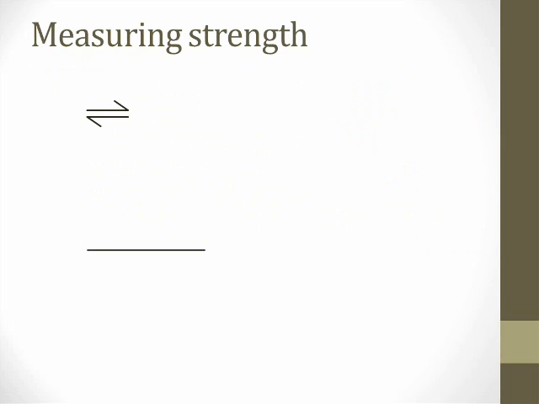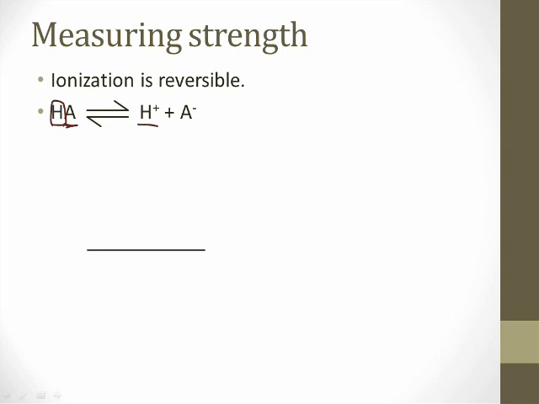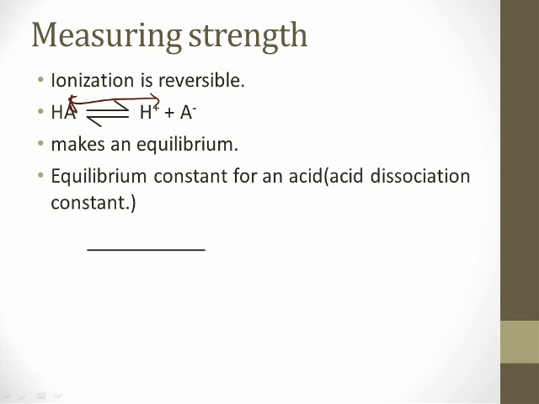How can we measure strength? Well, we have to know that ionization is reversible. We have this equation. We have the acid, HA, going to the proton and the ion that lost the proton. So that will make an equilibrium. It goes back and forth between the acid and the dissociated ions. An equilibrium constant for an acid is the acid dissociation constant.